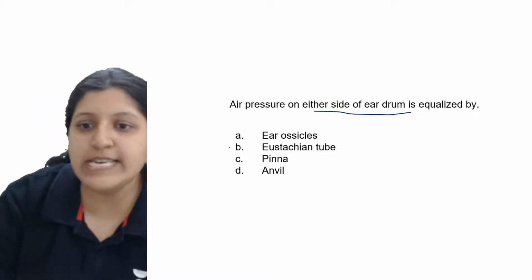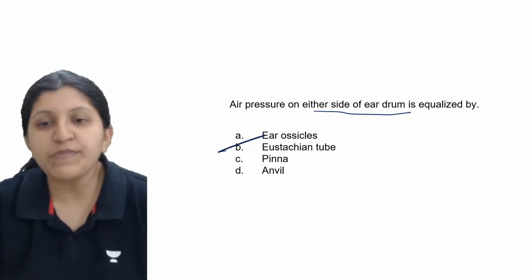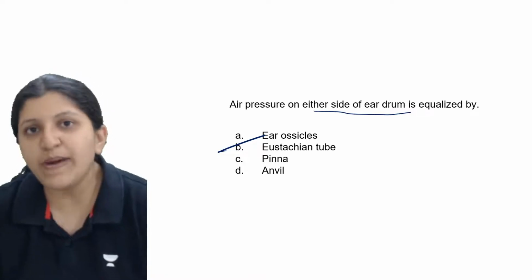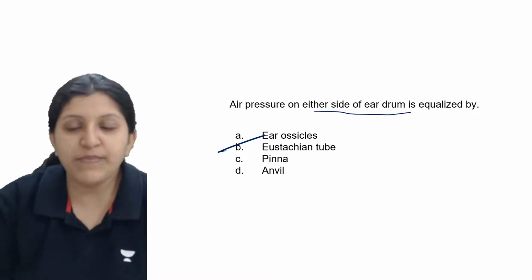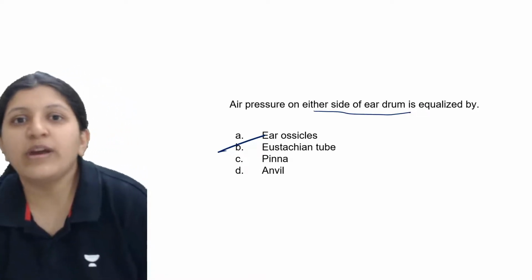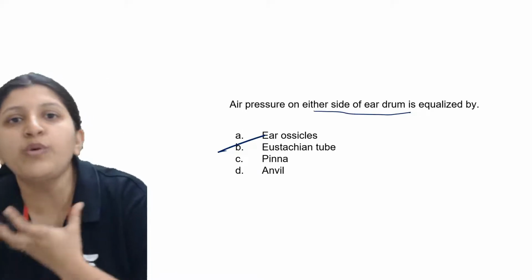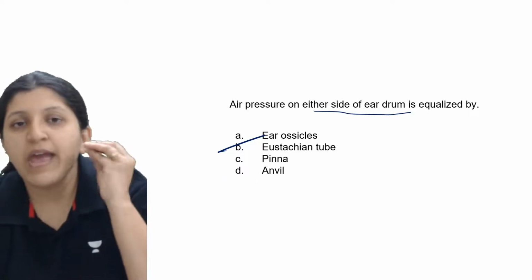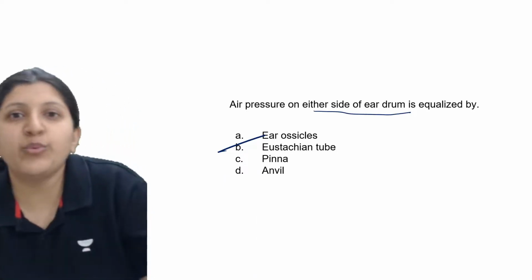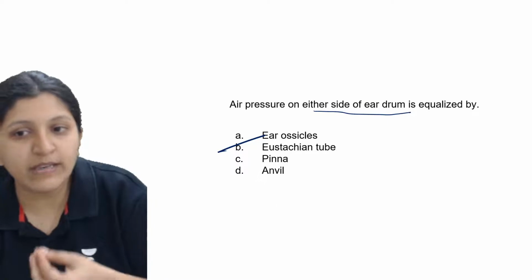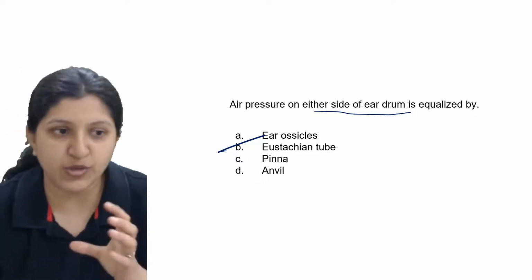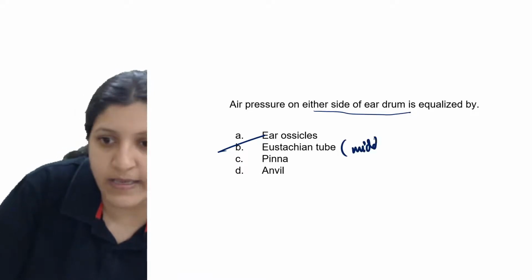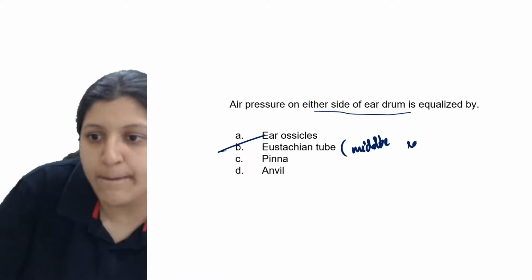So this is basically the eustachian tube. Air pressure on either side of the eardrum is equalized by the eustachian tube, which connects the throat part to the ear part. Equalizing the pressure between the outer ear and the middle ear is done by this eustachian tube. This eustachian tube is basically a part of the middle ear.